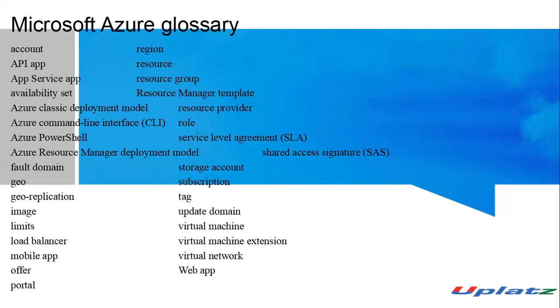Then we have virtual machine extension, a resource that implements behaviors or features that either help other programs work or provide the ability for you to interact with a running computer. For example, you could use the virtual machine access extension to reset or modify remote access values on an Azure virtual machine.